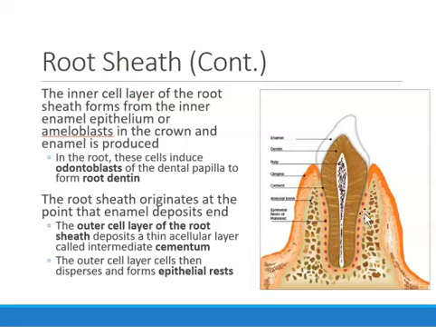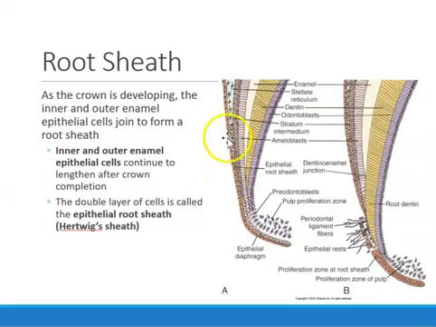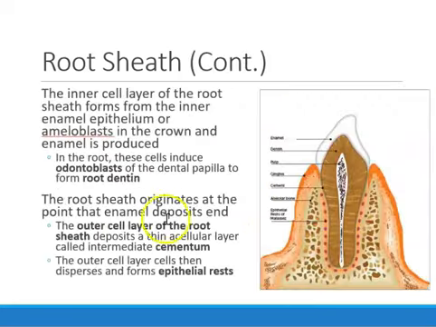What happens after is, we said there are two layers, the inner layer and the outer layer of the root sheath. The outer layer makes cementum. And cementum is basically a layer that just covers the root. So cementum is made through the outer layer of the root sheath. This outer layer right here will make cementum. So to make the root, odontoblasts will make the root dentin, and cementum will be formed through the outer layer of the root sheath.